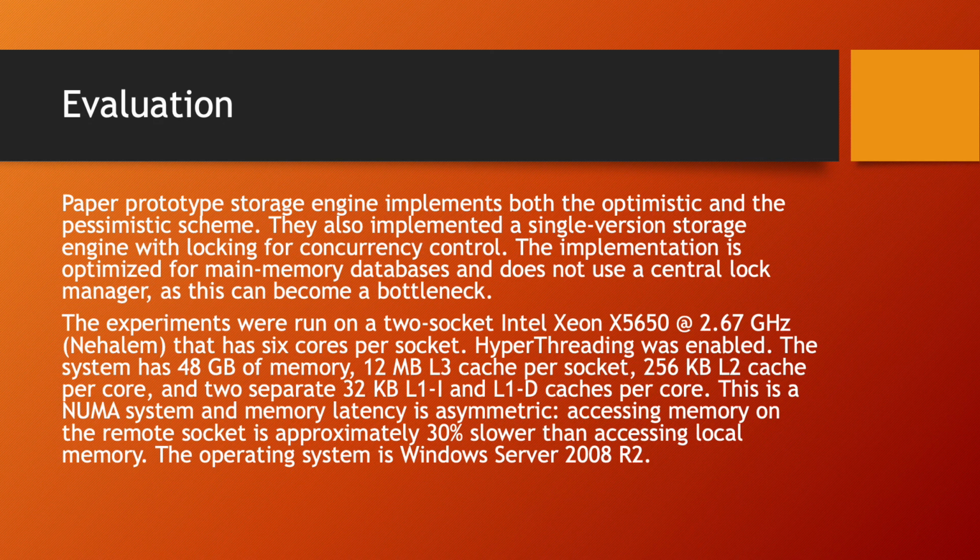socket. Hyperthreading was enabled. The system has 48 GB of memory, 12 MB L3 cache per socket, 256 KB L2 cache per core, and 2 separate 32 KB L1I and L1D caches per core. This is a newer system and memory latency is asymmetric. That is, accessing memory on the remote socket is approximately 30% slower than accessing local memory. The operating system is Windows Server 2008 R2.